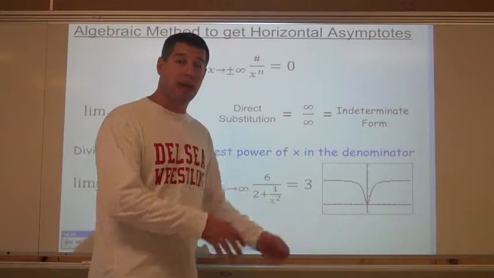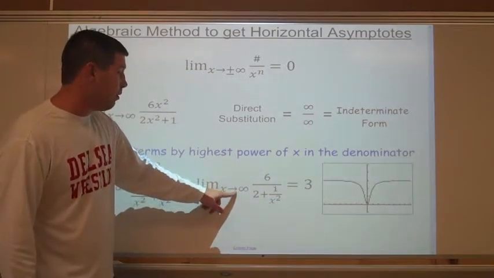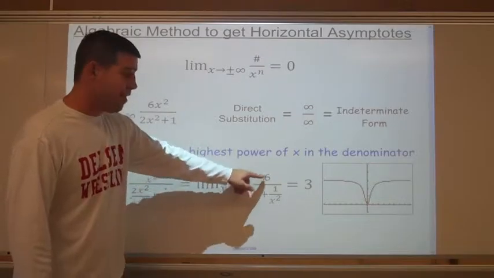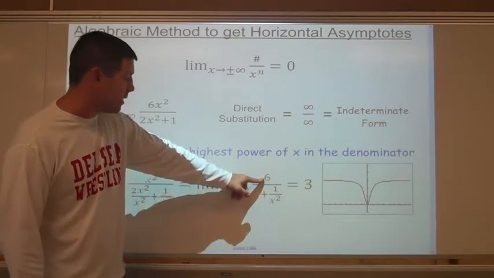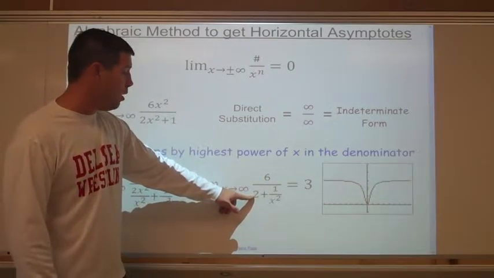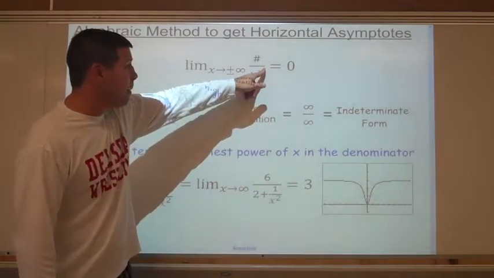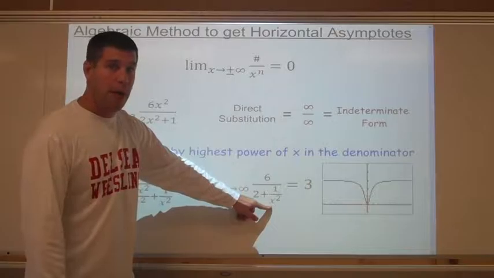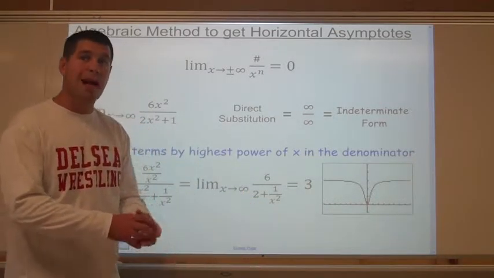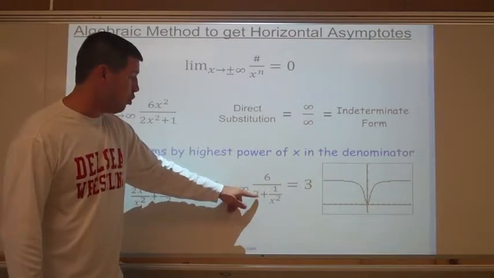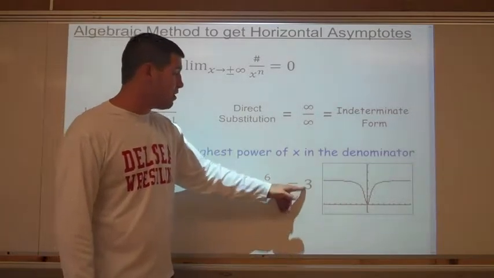We do direct substitution again. Limit as x goes to infinity of this equivalent form. Well, as x goes to infinity, 6 stays the same. Nothing happens to the 6. Nothing happens to the 2. As x goes to infinity, 1 over x squared, same as up here, a number over a power of x, x gets infinitely big, this goes to 0. So this becomes 6 over 2 plus 0. 6 over 2 is 3.